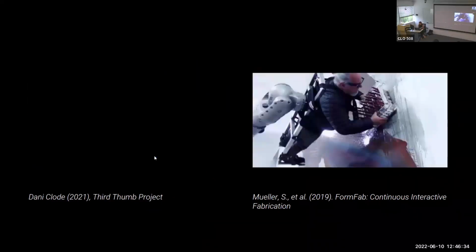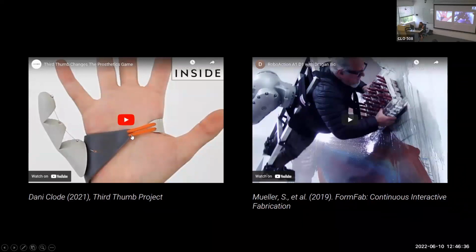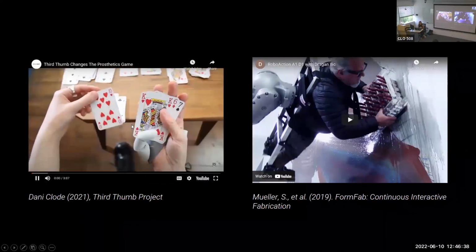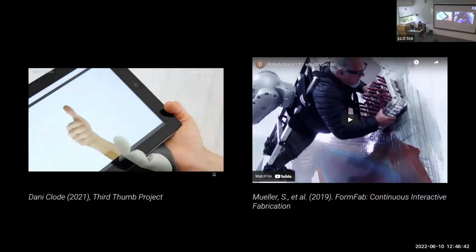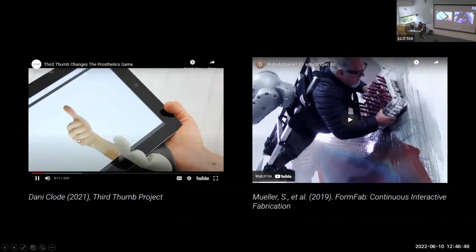So the other two examples I want to show you understand the robot as an extension to the human body. On the left, you see the third thumb, which is a 3D printed thumb extension for the hand. The project here investigates the relationship between the body and the prosthetic technologies in new ways.